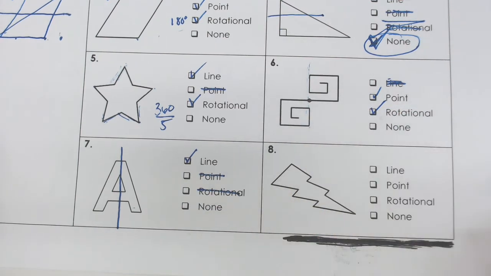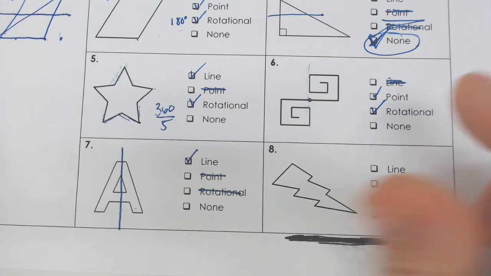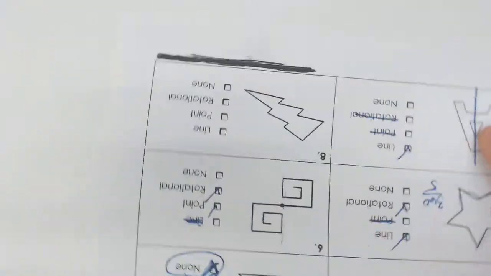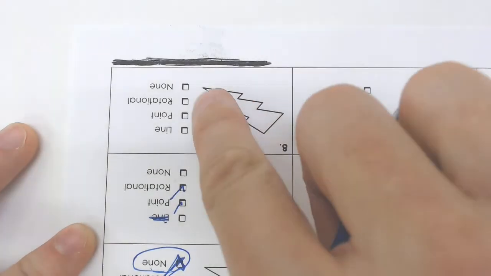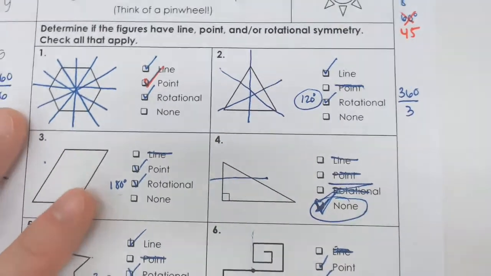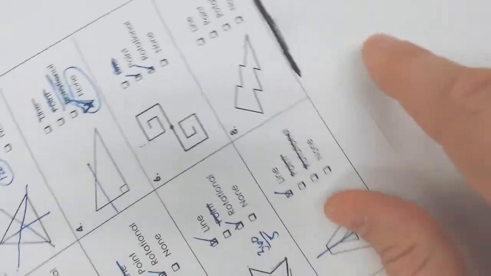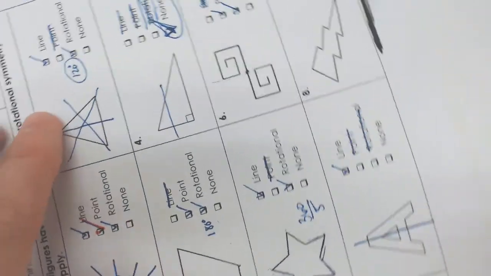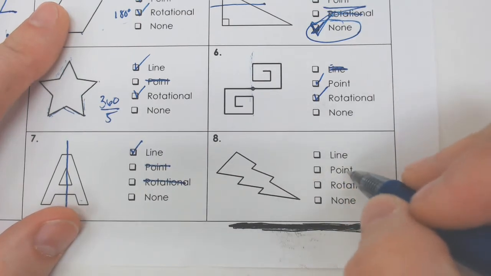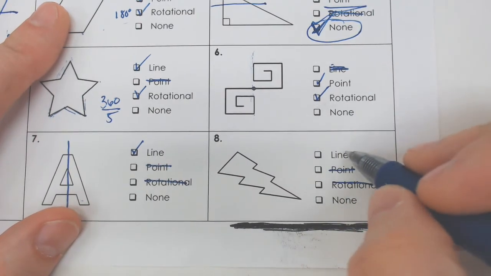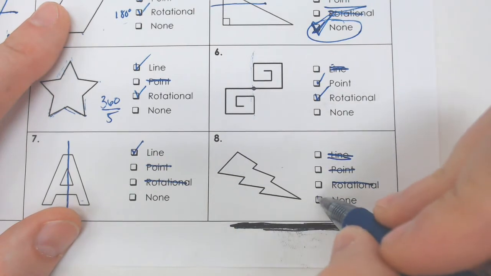This lightning bolt has nothing that I can see. If we turn it upside down, yes, it looks like a lightning bolt, but it changes. It's not the same image that we were looking at before. Now the point is in the top right corner. Before it was in the bottom left-hand corner. So it's not in the same exact location. Therefore, we cannot say that this has true point symmetry or rotational symmetry. And I don't think that you can draw a line anywhere where you can map it onto itself. So this one just has none.